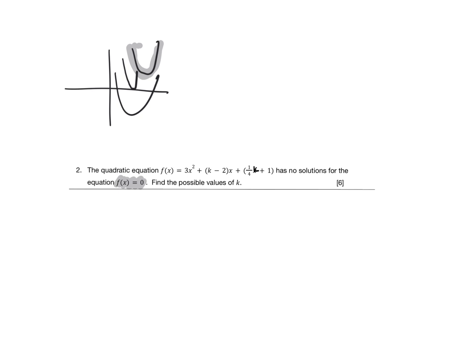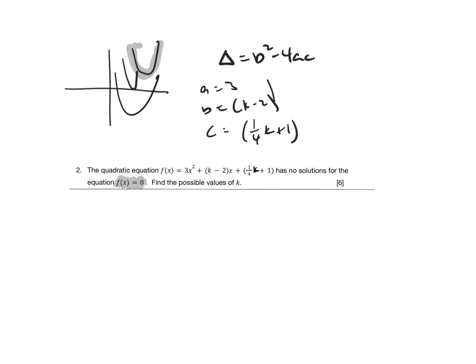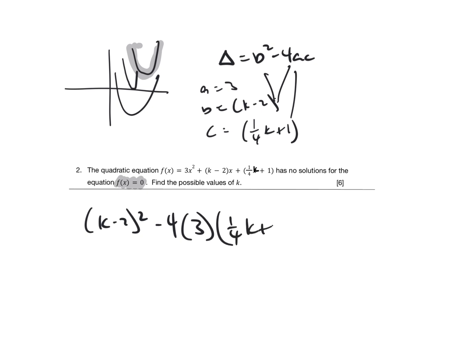So when we're analyzing these solutions, we use this thing called the discriminant, which is b squared minus 4ac. In this particular problem, I know that a equals 3, b is k minus 2, and c is 1/4 k plus 1. And so I substitute these values all into this equation here. So I get (k minus 2) squared minus 4 times 3 times (1/4 k plus 1).